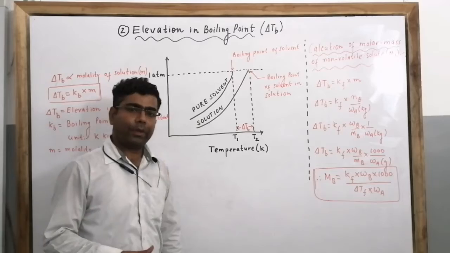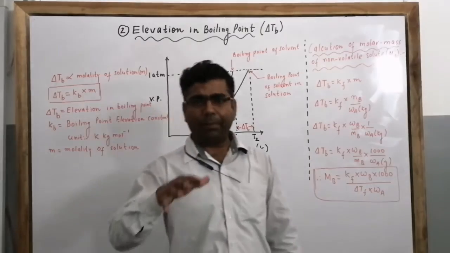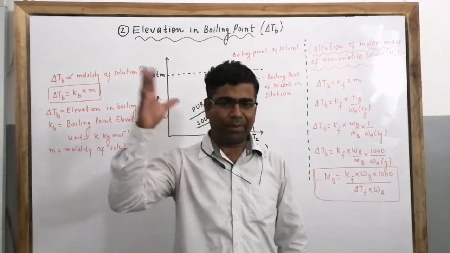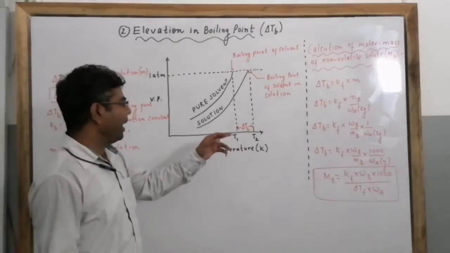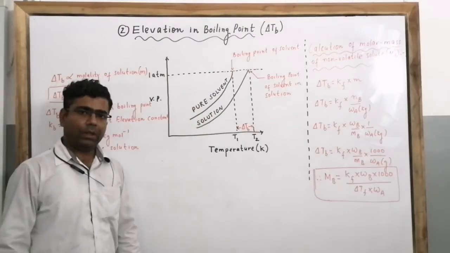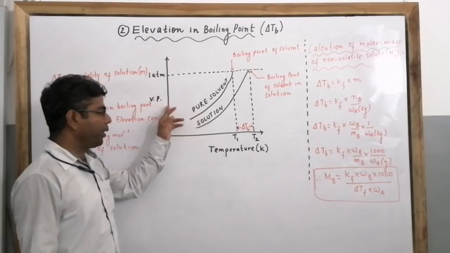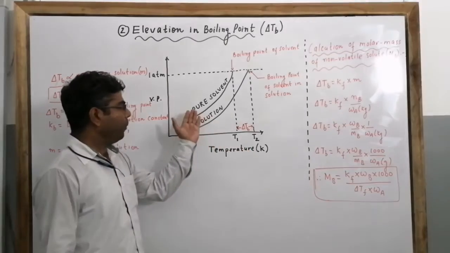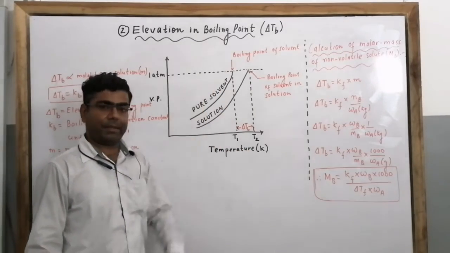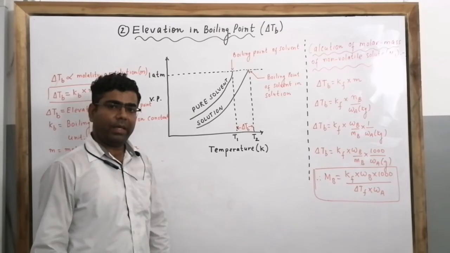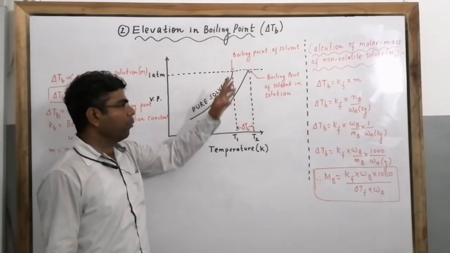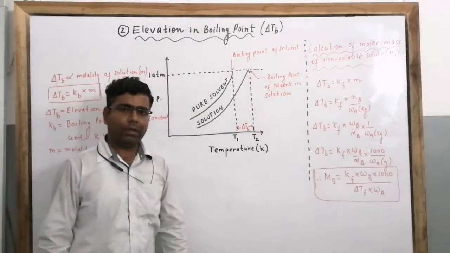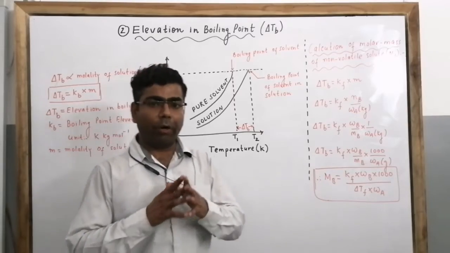Now, let us plot a graph between vapor pressure and temperature. You know very well that as we increase the temperature, the value of vapor pressure increases. So here is the graph for pure solvent, the graph for vapor pressure and temperature. As we increase the temperature, the vapor pressure of the solvent increases. It becomes 1 atmosphere at temperature T1, which is called the boiling point of pure solvent.